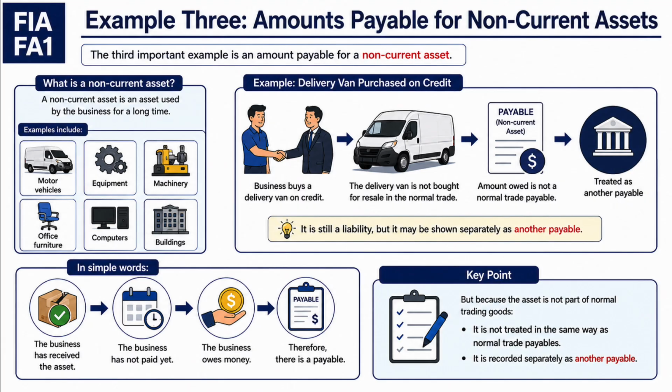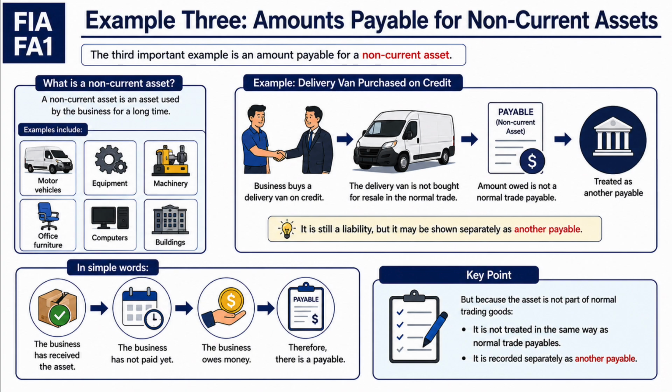Suppose a business buys a delivery van on credit. The delivery van is not bought for resale in the normal trade of the business. It is bought for long-term use. So, the amount owed for the delivery van is not usually treated as a normal trade payable. It is still a liability, but it may be shown separately as another payable.